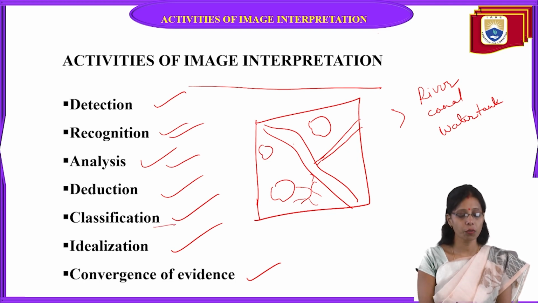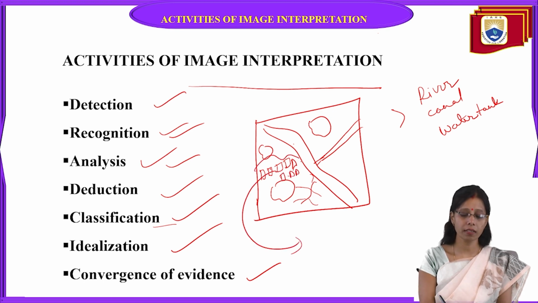Then further we are going to do the classification. Classification means just classifying the features. For example, we are going to identify the residential areas, or all the built up areas. Suppose there are a lot of buildings over here. If we are going to do the classification, broadly we can say it's a built up plan.